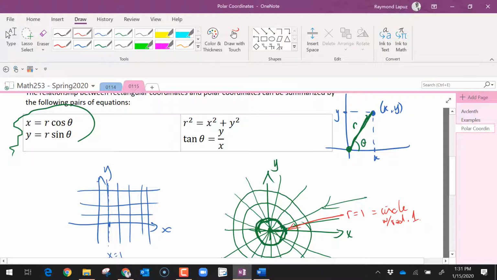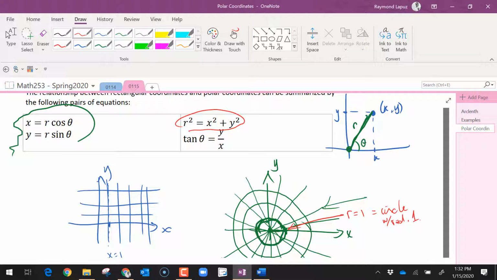If you look at the relationship between the polar coordinates, usually you remember the right-hand side here where it says x equals r cosine theta, y equals r sin theta. But there's also the relationship using r squared equals x squared plus y squared. So when r is equal to 1, you have 1 equals x squared plus y squared, which is a circle of radius 1. At least that's how we know it.